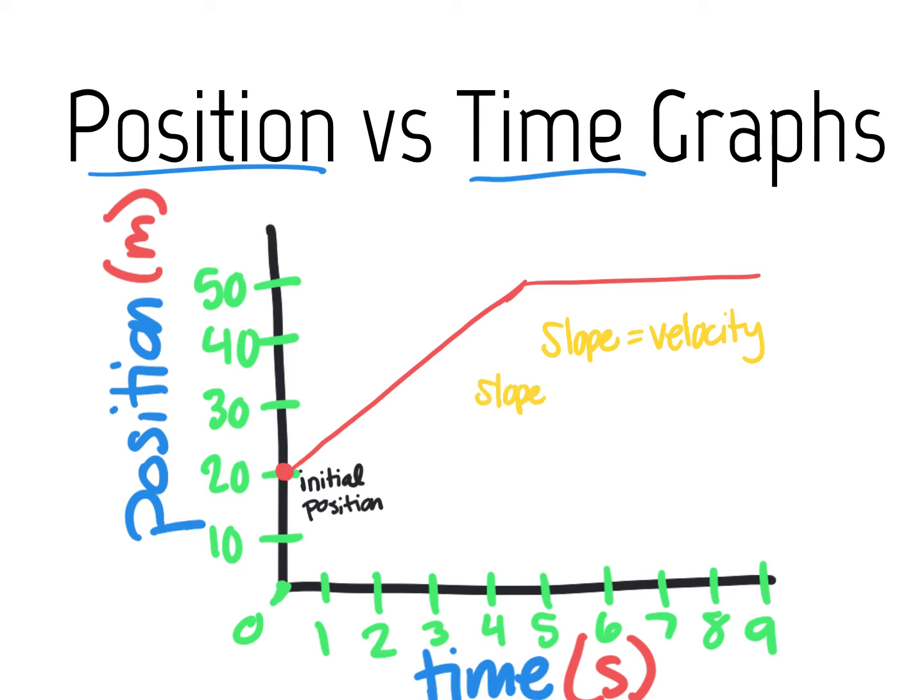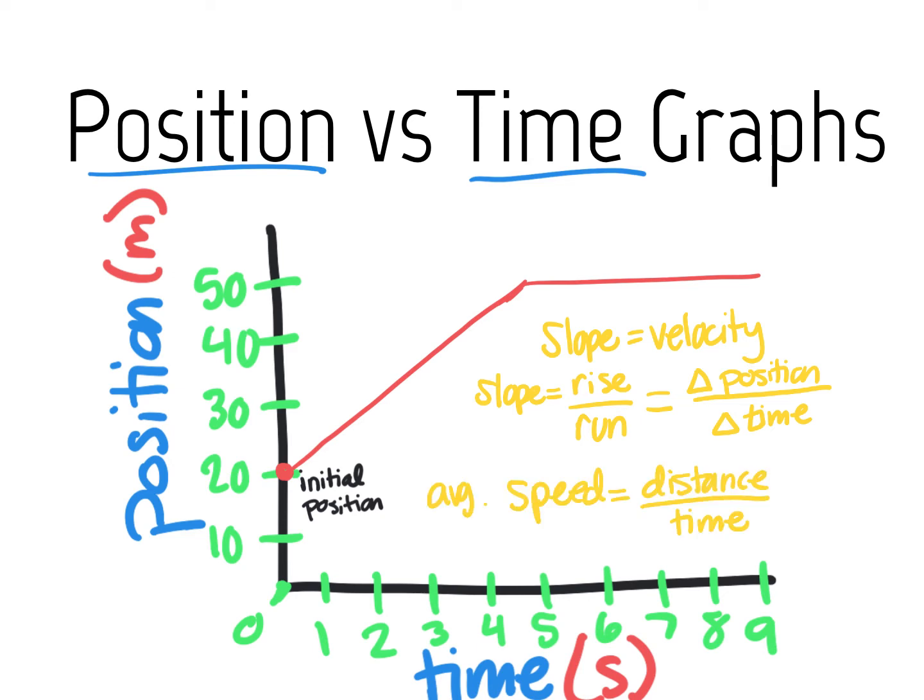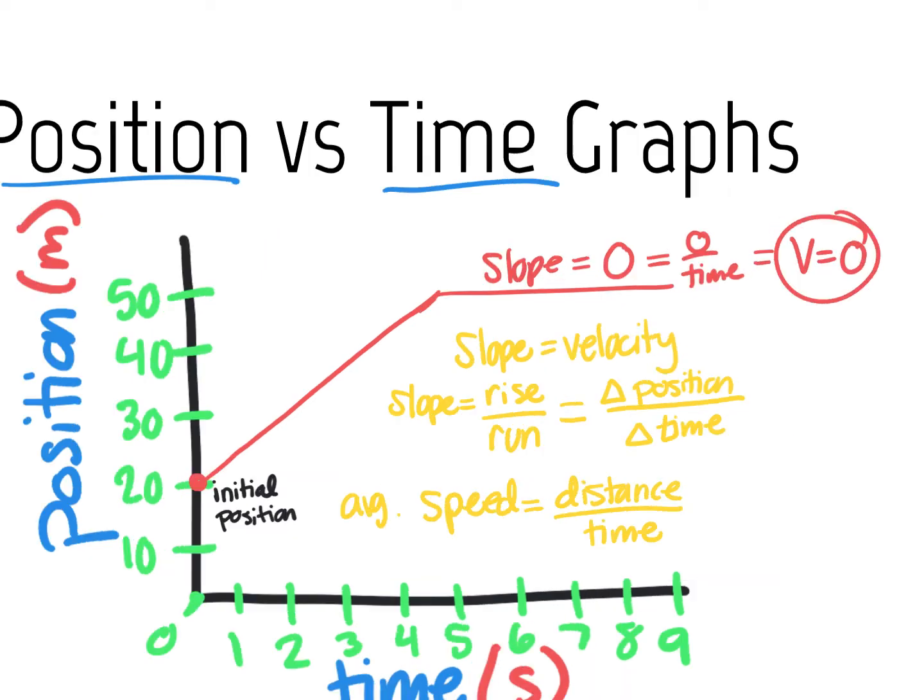Slope equals rise over run. And because my rise is position, I'm changing my position, and my run is time, and the time is changing. So that leads to rise over run, change in position over change in time. Change in distance over change in time equals average speed. But if we look at the flat line, we know that the slope of a flat line is 0. Also, if I don't go up or down any, it's 0 over whatever time is at the bottom, which means that my slope will be 0, so my velocity is 0.